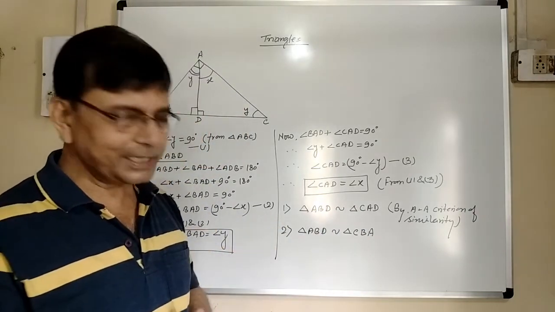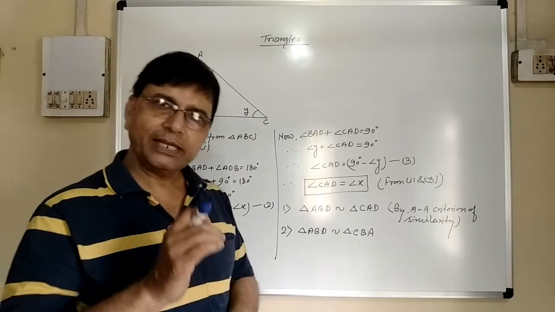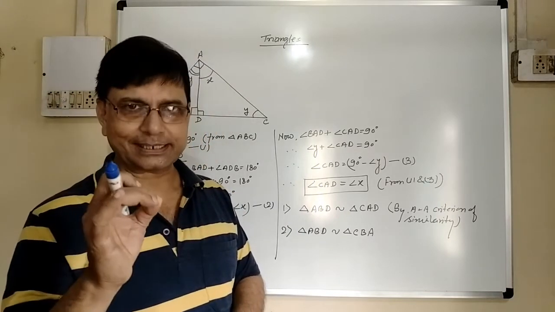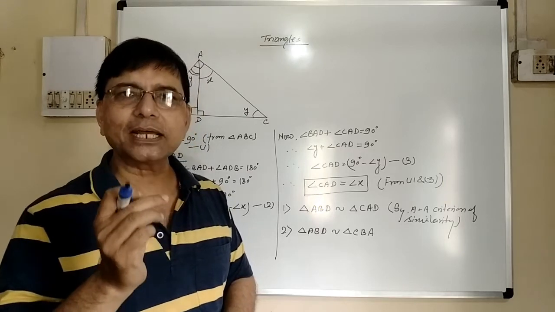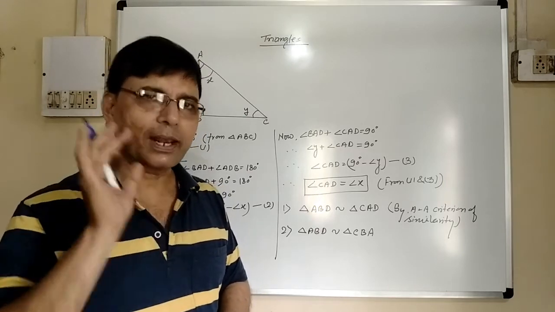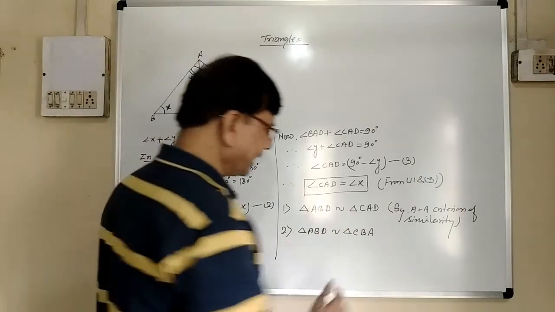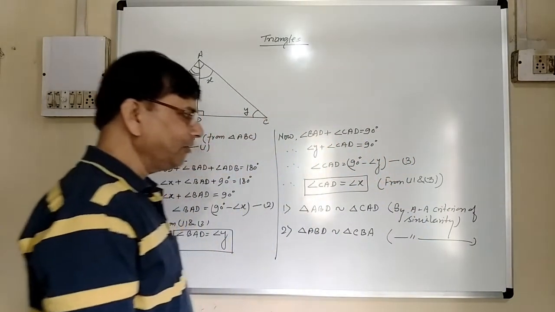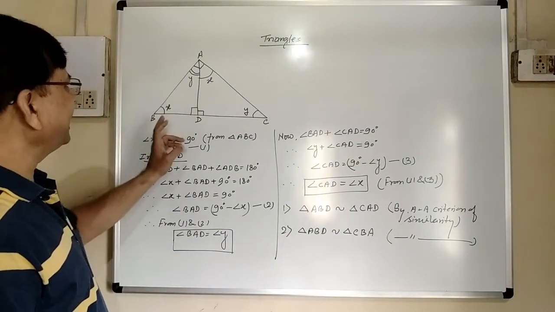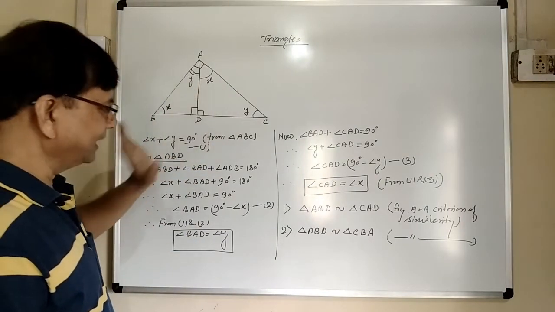So for similar triangles, what do we do? We write the corresponding vertex. Corresponding vertex means where the measures of the angles are equal. So this way, again the same thing by criterion of AA, because X and Y are there in the bigger triangle as well.